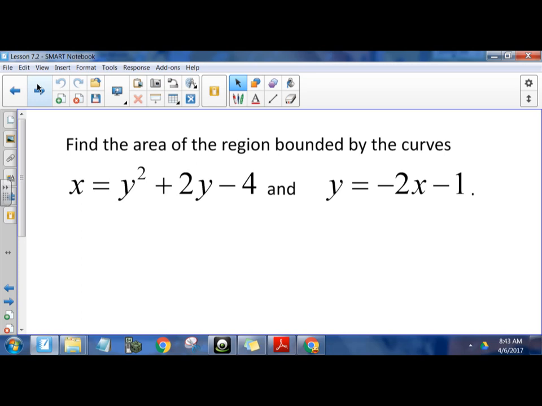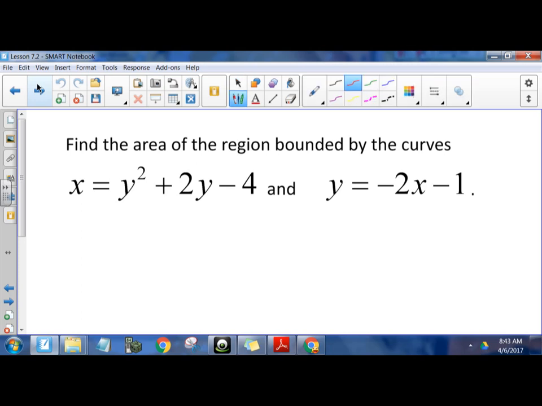In fact, it is impossible to solve for y in this equation. You can't do it. You cannot isolate y in that parabolic equation. So it would actually be impossible to use a vertical rectangle in this problem. Instead, we have to use a horizontal, okay?